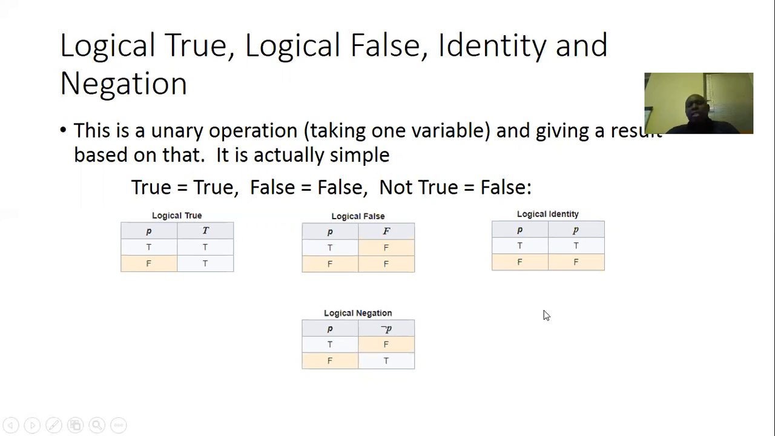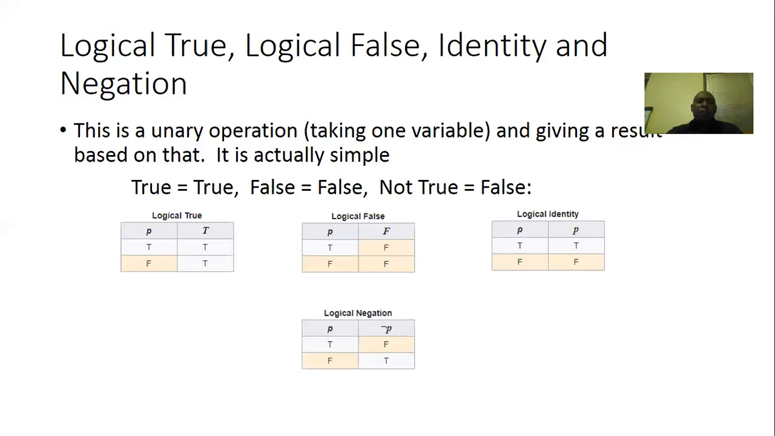The logical identity is saying that the result is whatever the input is. So if the input is true, then the result will be true. If the input is false, then the result will be false. That is known as logical identity.